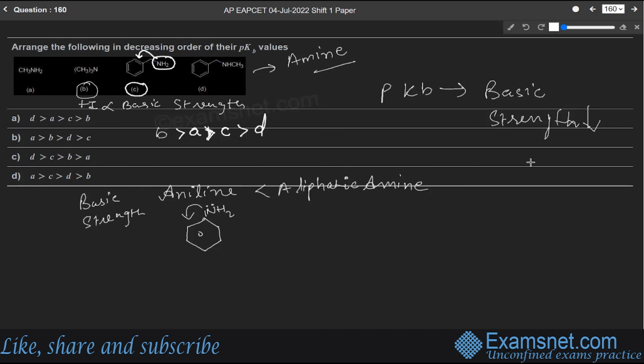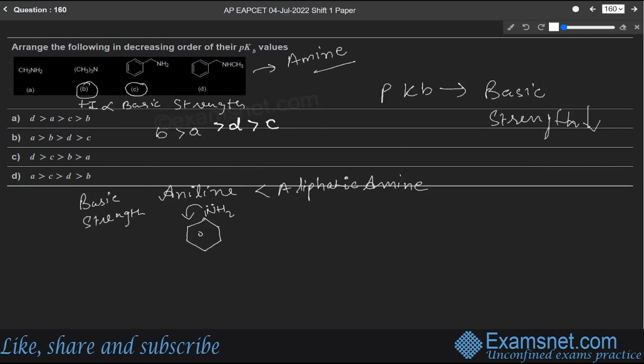So let's revisit this question. D, C, A, and B. Let's see the options: D, C, A, and B. Wait, my bad, we have written this wrong. We actually started right, but have written wrong. B greater than A, then would be D, then would be C.